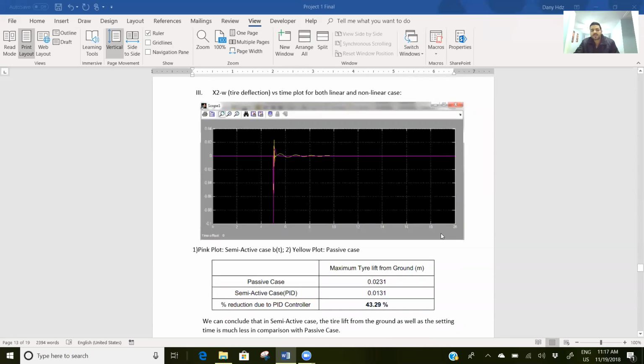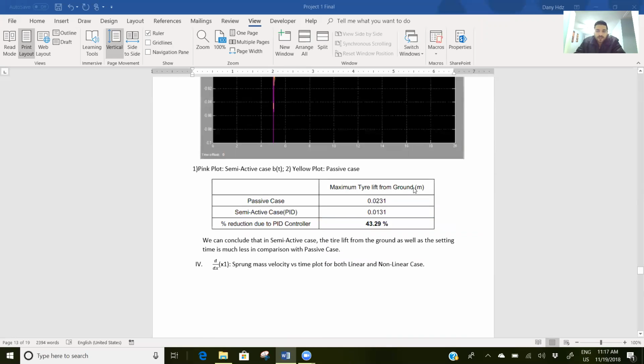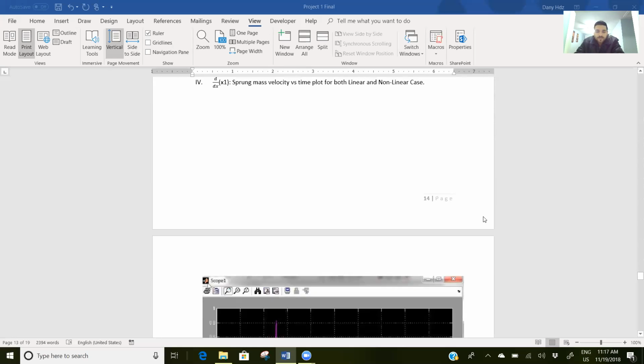For the tire deflection, the pink plot is the semi-active case and the yellow plot is the passive case. The maximum tire lift from the ground in meters for the passive case was 0.0231, and for the semi-active case 0.0131, which resulted in a reduction of 43.2%. We can conclude that in the semi-active case, the tire lift from the ground as well as the settling time is much less in comparison with the passive case.